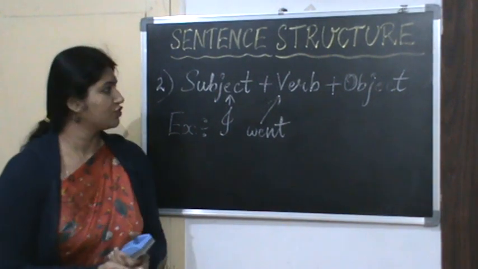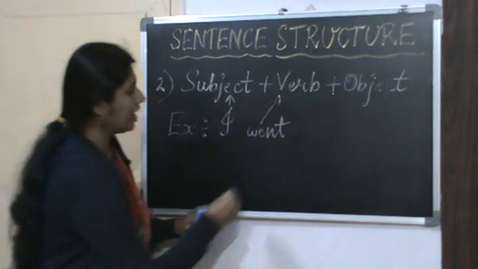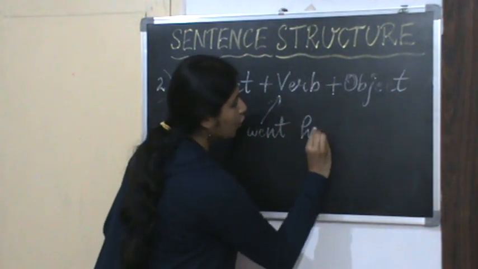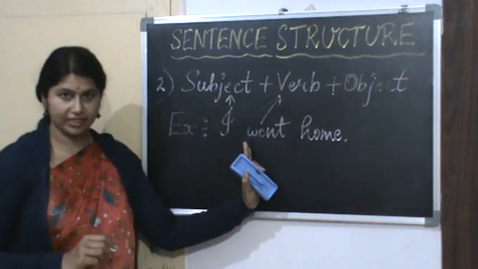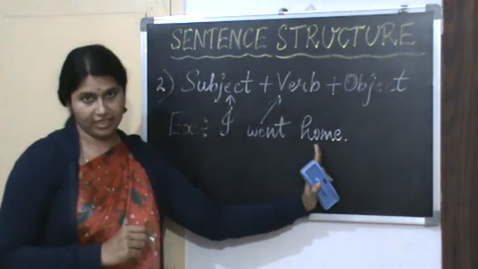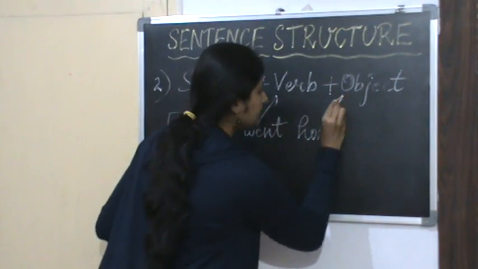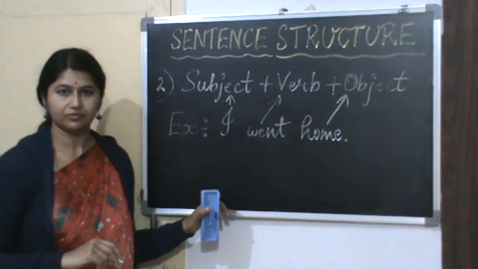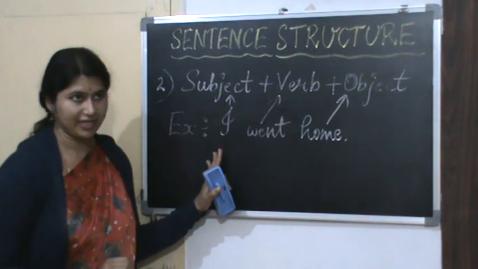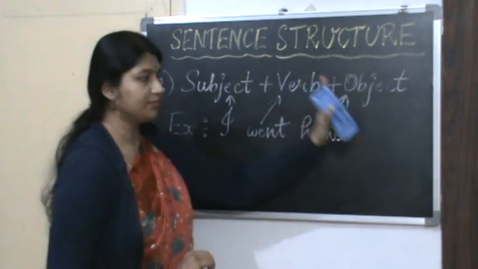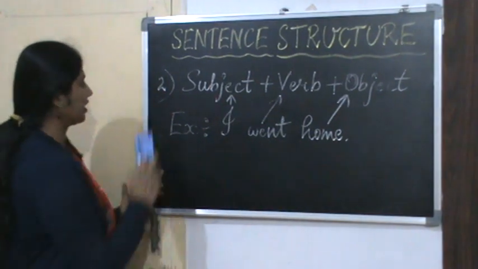An object, so to say. So let us see here. I went home ಅಂತ ಸೇರಿಸ್ತೀನಿ ಇಲ್ಲಿ. ನಾನು ಹೋದೆ. ಎಲ್ಲಿಗೆ ಹೋದೆ? ಮನೆಗೆ ಹೋದೆ. ಓಕೆ, so home is the object here. Did you understand? So this is our second sentence pattern, subject plus verb plus object.